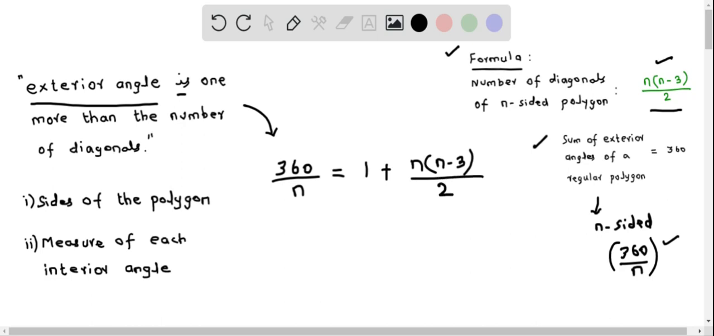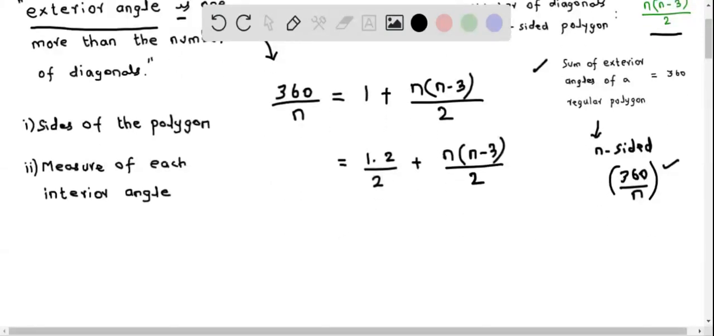Now we have to solve this equation for n. First let's simplify the right side. I'm going to multiply this 1 by 2 and divide by 2, and then we have n times (n minus 3) over 2. So 1 times 2 is 2, plus n times (n minus 3); we can distribute this n with the terms inside the bracket. Therefore this becomes n squared minus 3n over 2. And on this side we have 360 over n.